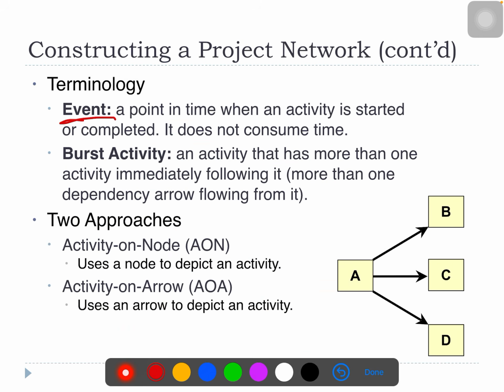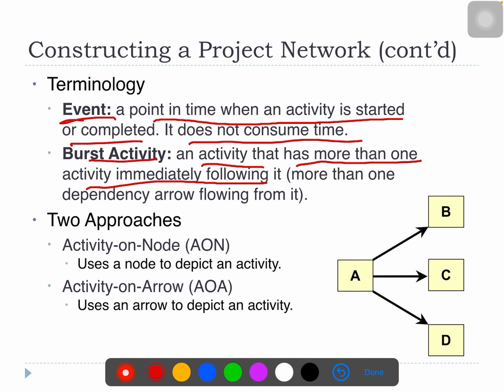An event, okay, is a point in time when an activity is started or completed. It does not consume time. A burst activity is an activity that has more than one activity immediately following it. For example, A is a burst activity. It bursts into 3 other activities after it.